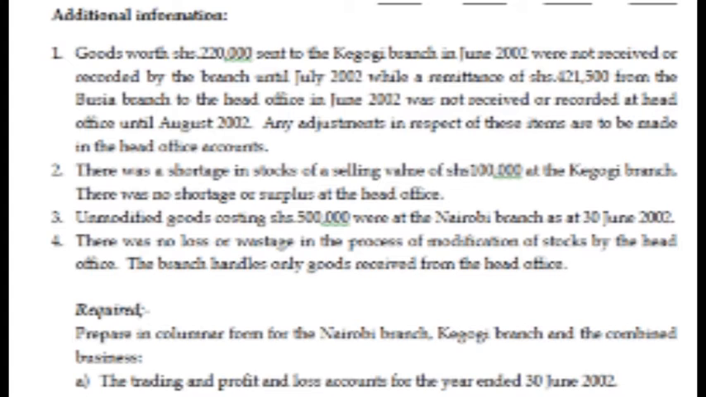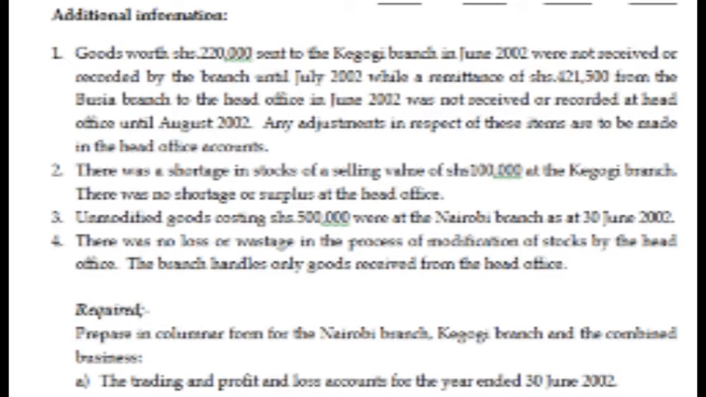2. There was a shortage in stocks of a selling value of 100,000 shillings at the Kegogi branch. There was no shortage or surplus at the head office. 3. Unmodified goods costing 500,000 shillings were at the Nairobi branch as of 30 June 2015. 4. There was no loss or wastage in the process of modification of stocks by the head office. The branches handle only goods received from the head office.